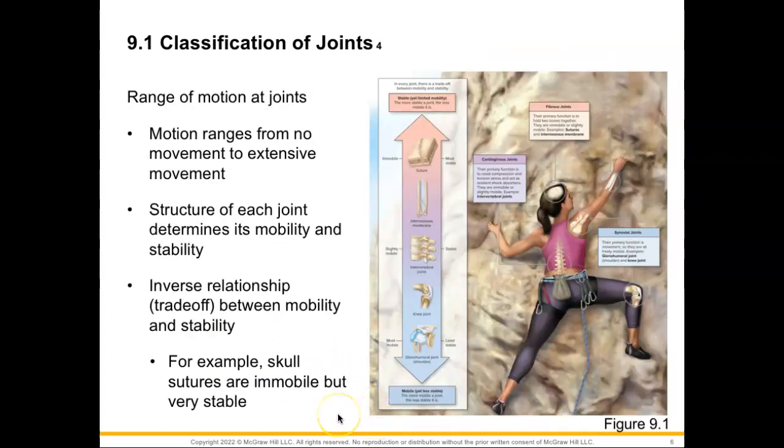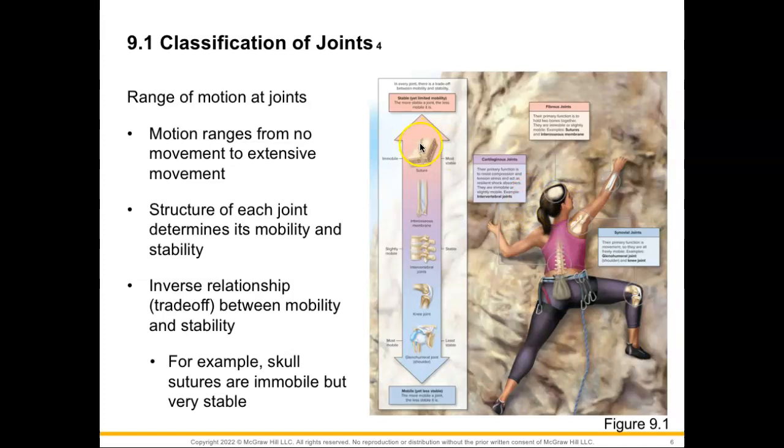And now let's talk about range of motion at our joints. Our motion is going to range from no movement like we saw in the skull to extensive movement that we see in the shoulder. And the structure of each of our joints is going to determine its mobility and its stability. For instance, the shoulder is one of our most mobile joints in our body, but it is very unstable. So you'll see that these two have kind of an inverse relationship. And then another example of that would be our skull sutures that are very immobile but very stable.